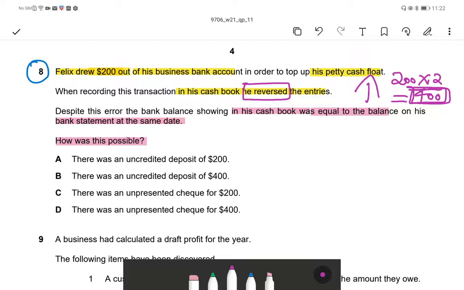There was an uncredited deposit? No, that would again increase the bank statement. There was an unpresented cheque? If there is an unpresented cheque, the bank balance will not decrease. But that is 200, and our amount is 400, so that is also wrong. Actually, there was an unpresented cheque of 400, which is the bank statement difference. It will make it 0 with the cash book mistake of 400 on the debit side. So the correct answer is D.